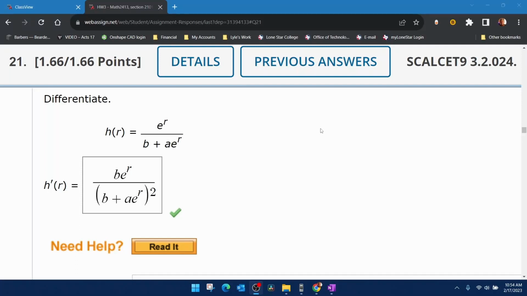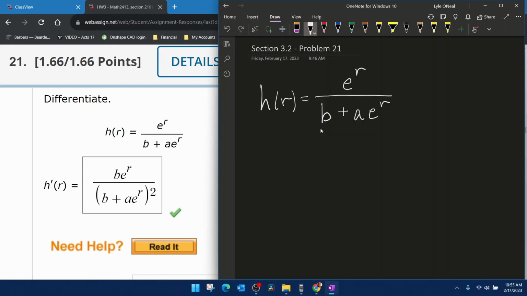Question 21 from our Calculus 1, homework number 3 in WebAssign. Here they have given me a function in terms of r, and they ask me to find the derivative. So what I've done is I've recopied the function into my notes. Maybe one of the first things you want to notice is that this is a rational function. We've got a numerator and a denominator.